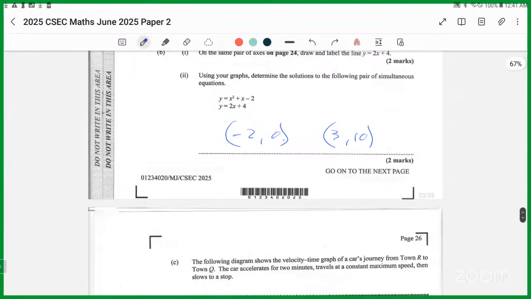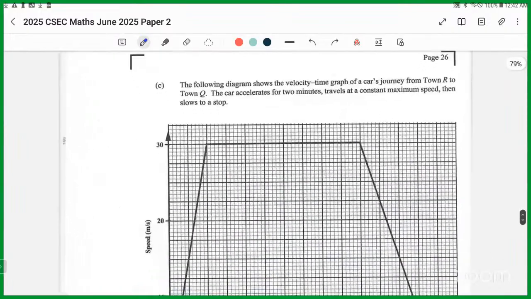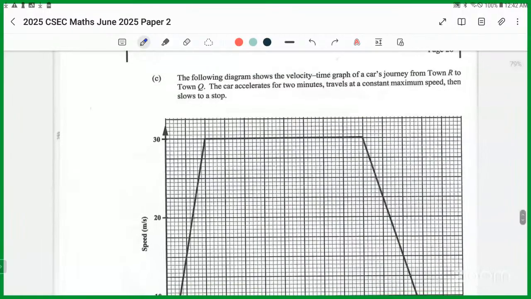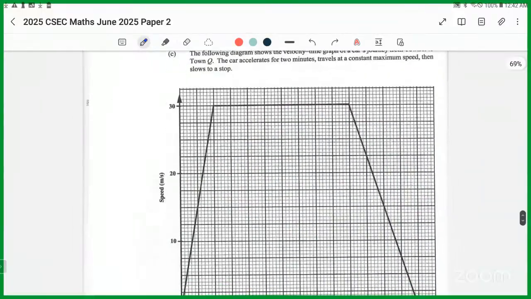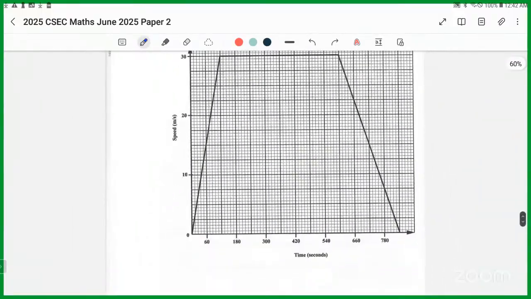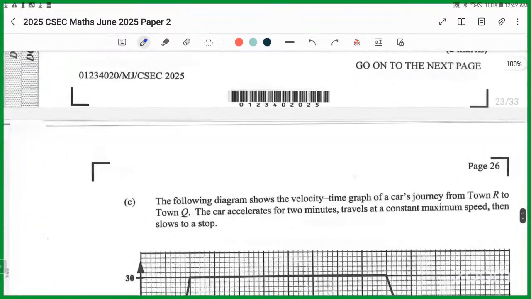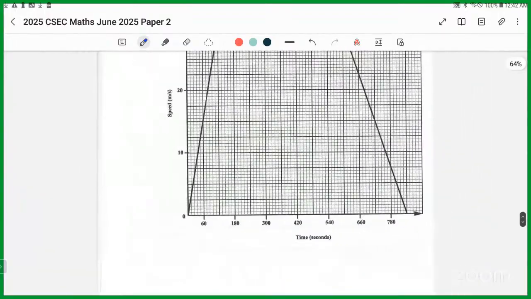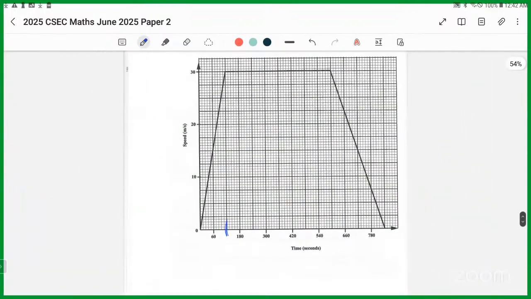Next question says the following diagram shows a velocity-time graph of a car's journey from town R to town Q. The car accelerates for 2 minutes. The time axis is in seconds, so be careful now: 2 minutes is actually 120 seconds, since there are 60 seconds in a minute. So this is it right here, 120.